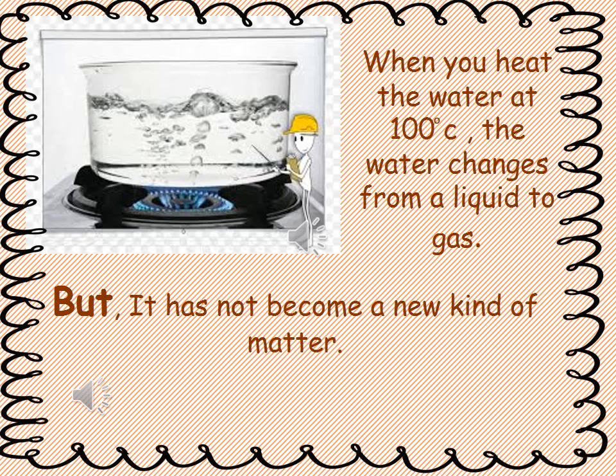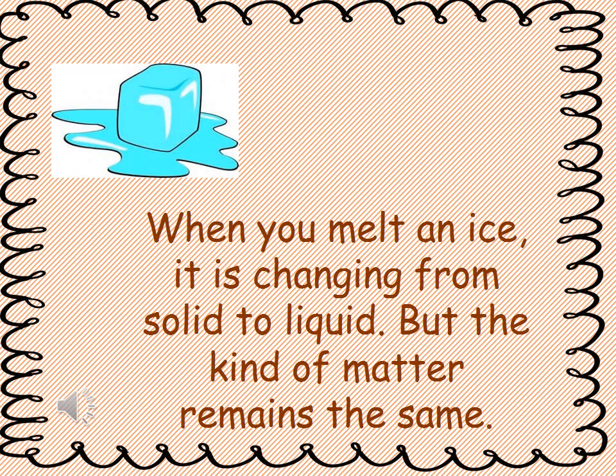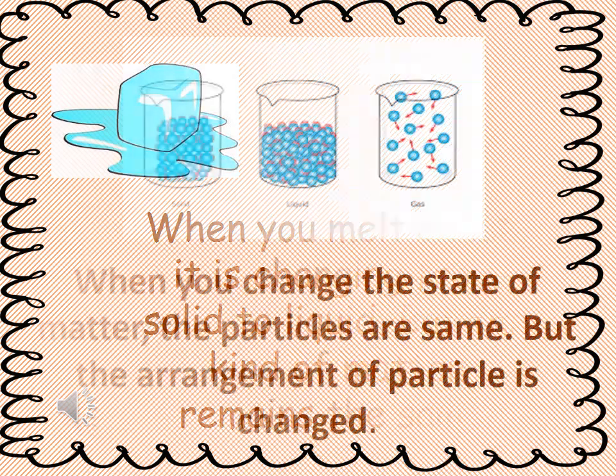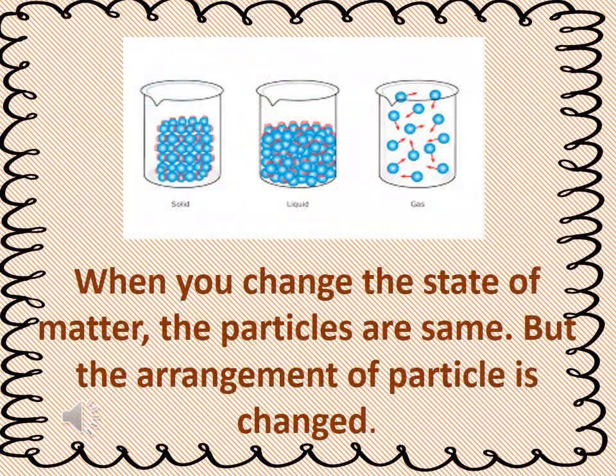Question number 2. What physical changes happen to water as it freezes? When you freeze the water, what physical change can you see? You're changing the liquid to solid, water to ice. When you melt ice, it is changing from solid to liquid, but the kind of matter remains the same. As I told you before, in a physical change, a reverse process can be possible. You freeze the water, it turns into ice, but you can turn the ice back to liquid. It won't change the kind of matter. The particles inside the matter are the same, but the arrangement of particles is changed.